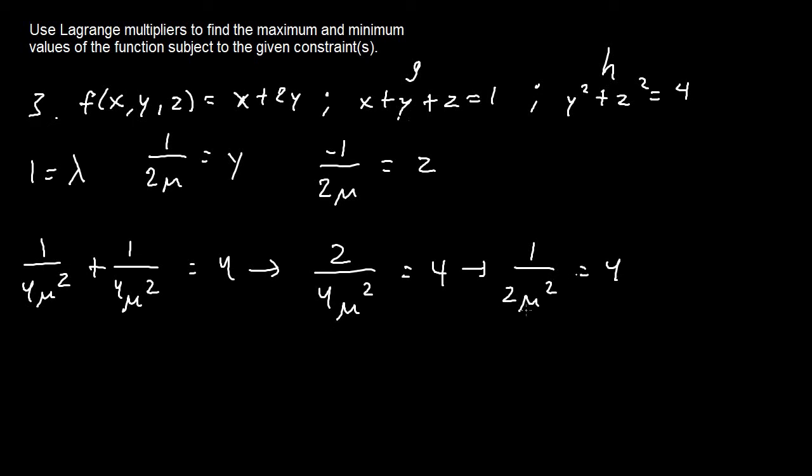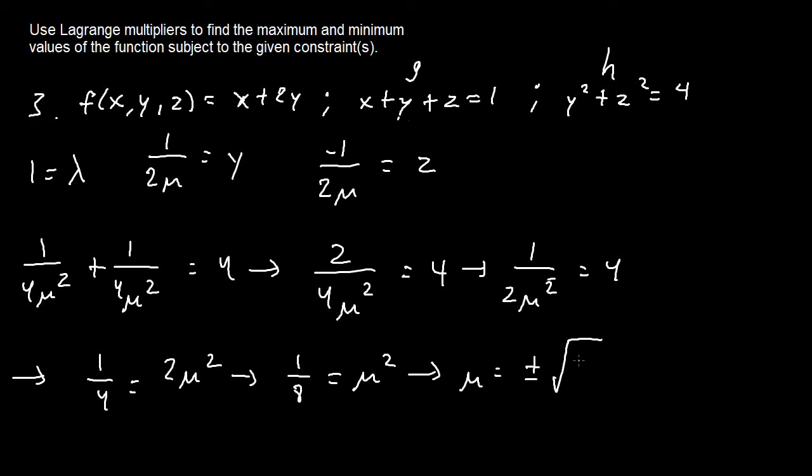Now in order to solve for mu, I'll swap the places of these two terms. So then we'll get 1 over 4 equals 2 mu squared. Now divide over the 2, so 1 over 8 equals mu squared. So that leaves us with mu equaling plus or minus the square root of 1 over 8. Now, square root of 1 over 8 can be simplified into 1 over the square root of 8, and the square root of 8 can be simplified into 2 times the square root of 2. So then we'll get mu equals plus or minus 1 over 2 times the square root of 2.